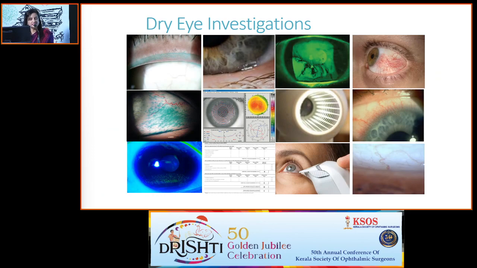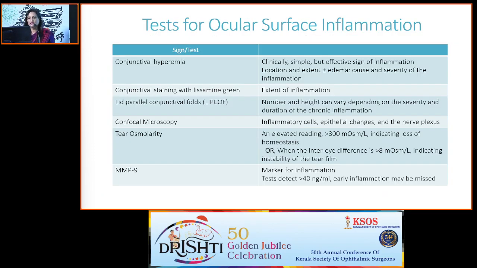Of course, investigations, I think Madhu very nicely covered the investigations. And there are various signs which need to be looked at, like conjunctival hyperemia, conjunctival staining with lissamine green, which will tell you the extent of inflammation. Then the lid parallel conjunctival folds. Confocal microscopy may not be available everywhere.